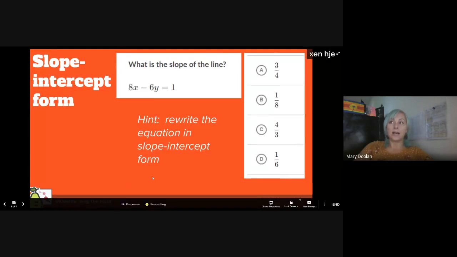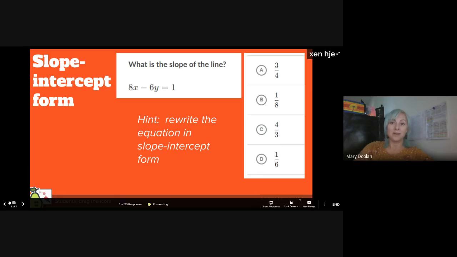And then on slide 9, you have a question about slope-intercept form. It says, what is the slope of the line? Here's your equation, 8x minus 6y equals 1. This is standard form. So, hint, rewrite the equation in slope-intercept form. You're going to have to rewrite it so you can easily identify the slope.